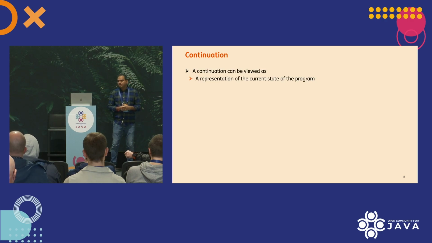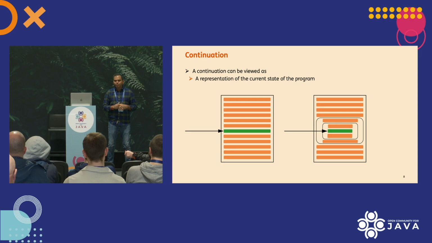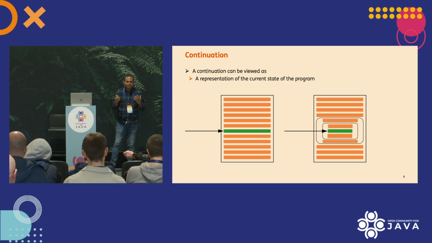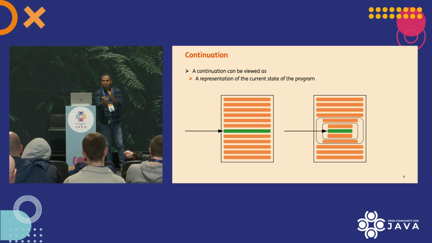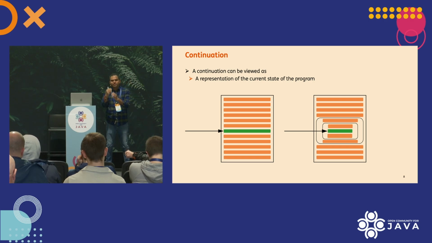So a continuation can be viewed as a representation of the current state of the program. Your program could be as simple as a sequence of instructions, or it could be a bit more sophisticated program with nested method calls or nested loops. But in all these programs, you can take a continuation at any point in time in your program. And that continuation object would represent the current state of the program, including the nested method call that you made, including the iteration of the loop that you were at when you took the continuation.